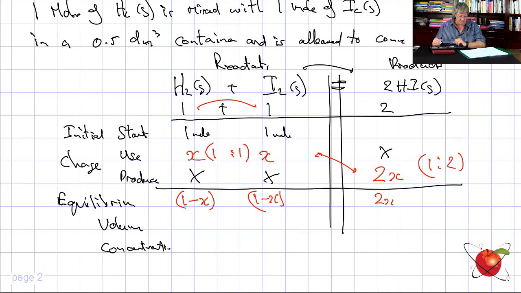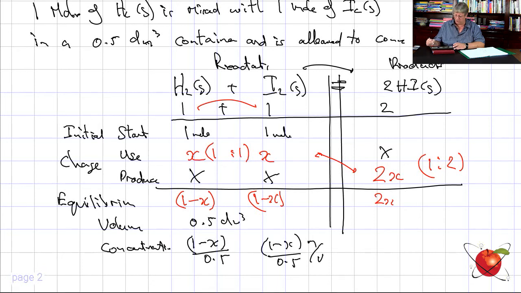Therefore, the volume was given as 0.5. Let me go back. All we're doing is filling in the table here. Therefore, the concentration is 1 minus x over 0.5. 1 minus x over 0.5, moles over volume, and over here is 2x over 0.5. So far, so good.